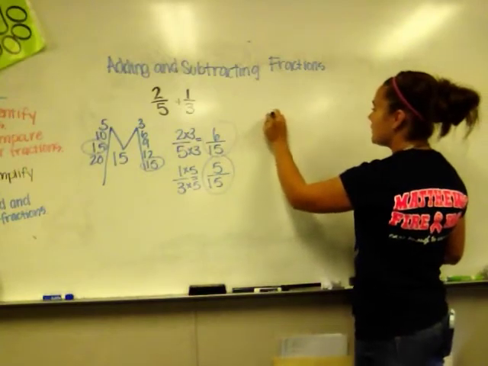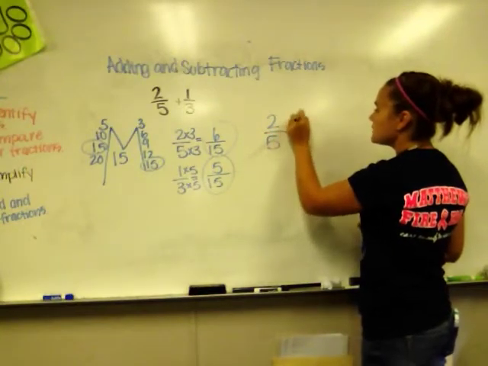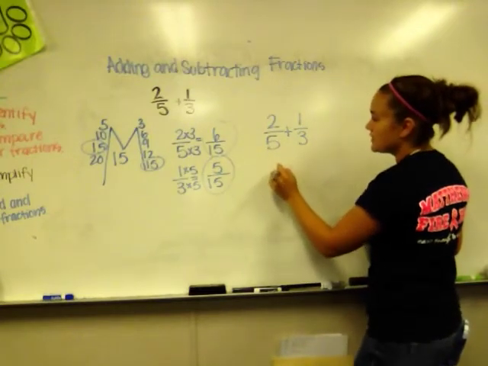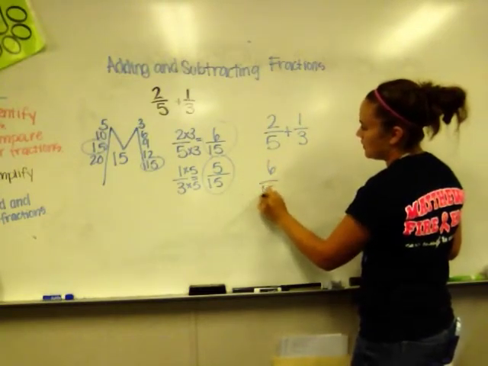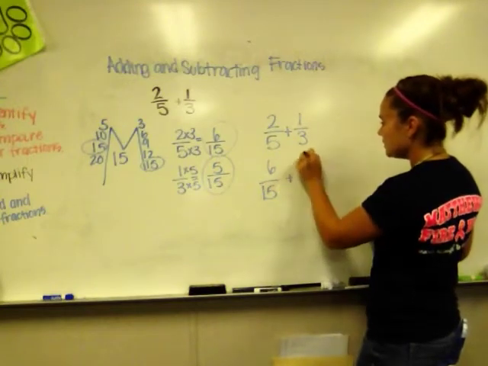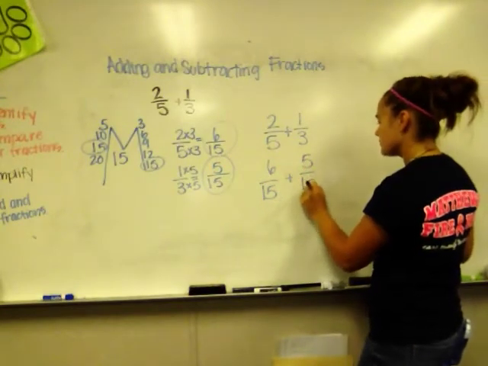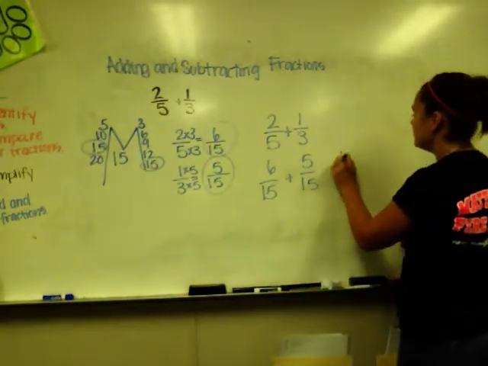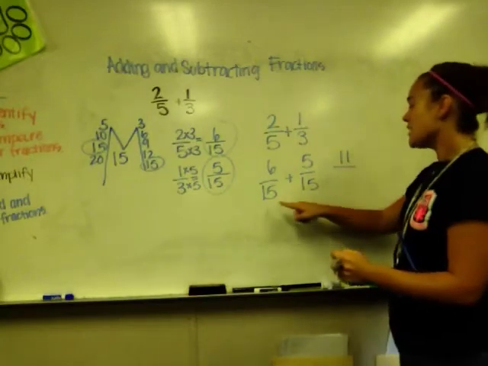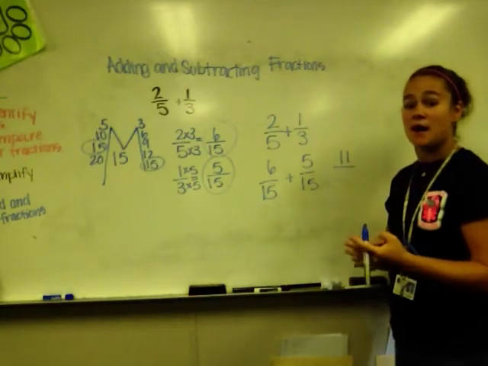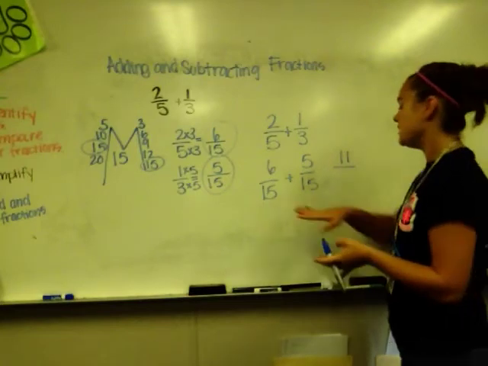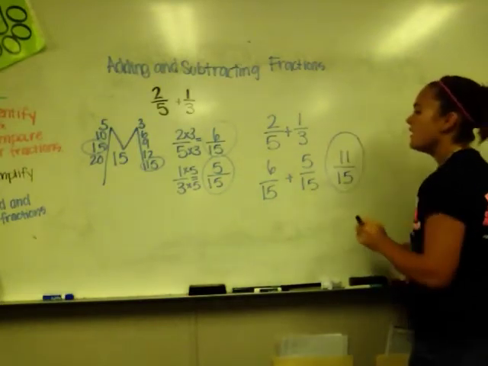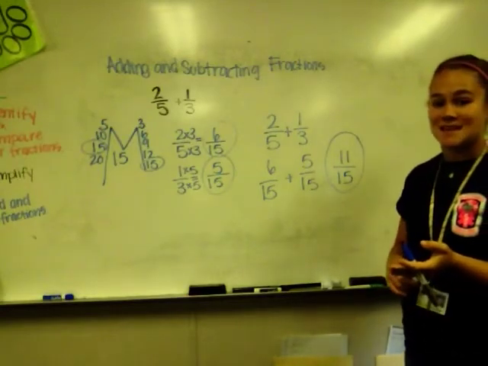Now all I have to do is add my equivalent fractions. So instead of having 2/5 plus 1/3, I'm going to put my equivalent fractions right under it just so that I can see what they are. It makes my life a little bit easier. And then I'm going to add across. I've got 6 plus 5, which equals 11. And then my denominator stays the same. I am not going to add 15 plus 15. 15 is my denominator. And then I've got 11/15 as my answer.